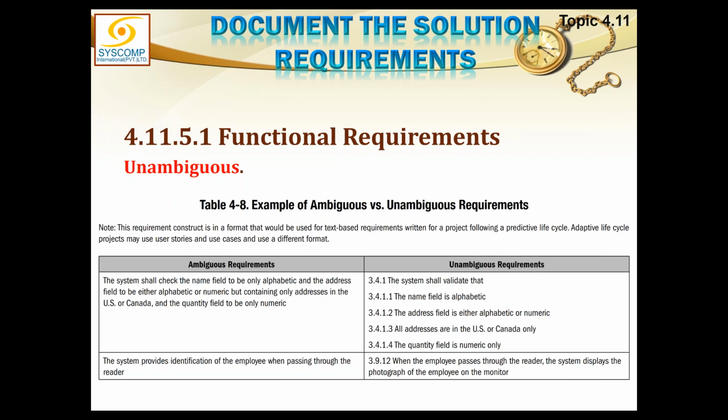Similarly, for the second one, the ambiguous requirement is: the system provides identification of the employee when passing through the reader. So we don't really understand what that means. The unambiguous requirement could be: when the employee passes through the reader, the system displays the photograph of the employee on the monitor. You understand?